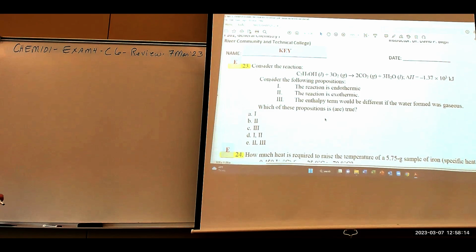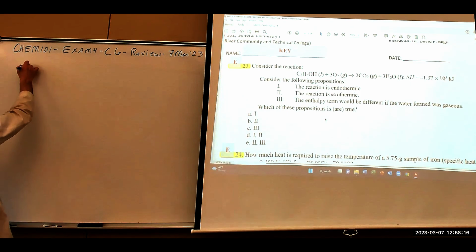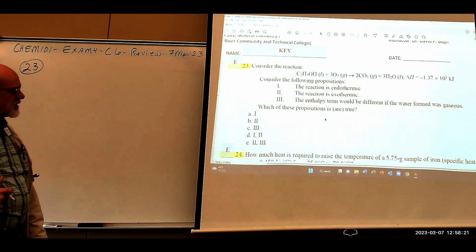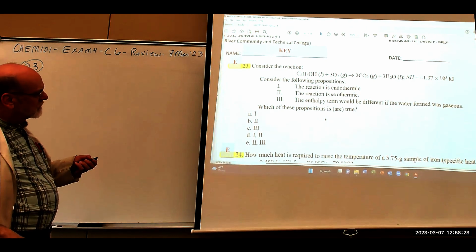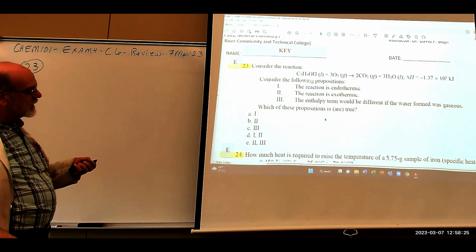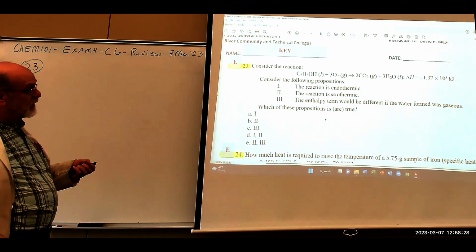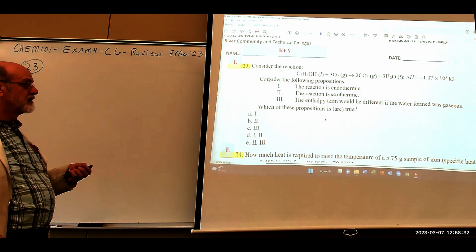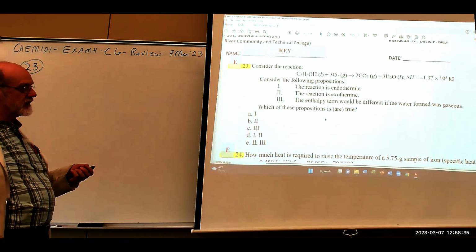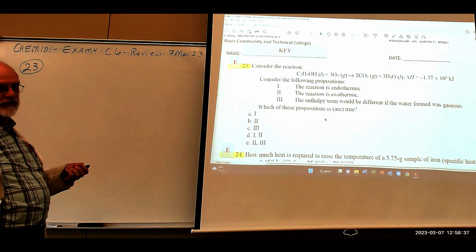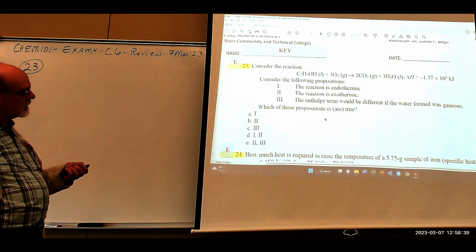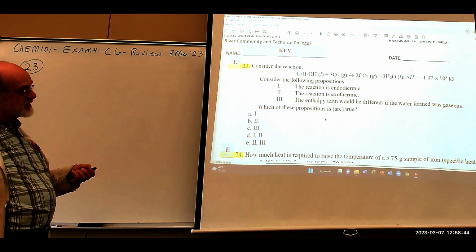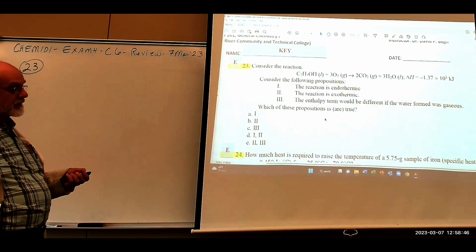Let's see, 23. So we got this reaction, kind of hard to read. That's ethanol, the drinking kind, and we're going to burn it. We either burn it in a flame or we drink it, and our body does this to it eventually, but in smaller steps so that we don't burn the cells up. Right? We make carbon dioxide and water out of it. And this is the enthalpy of that reaction. So it's exothermic.